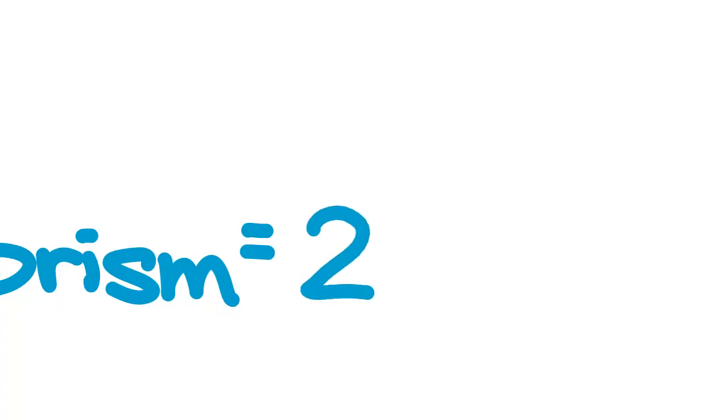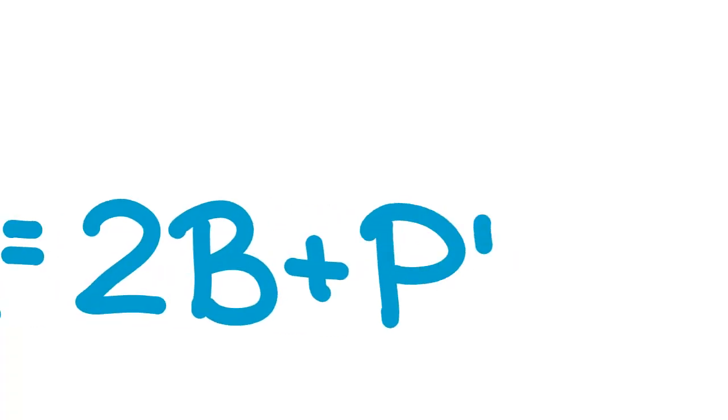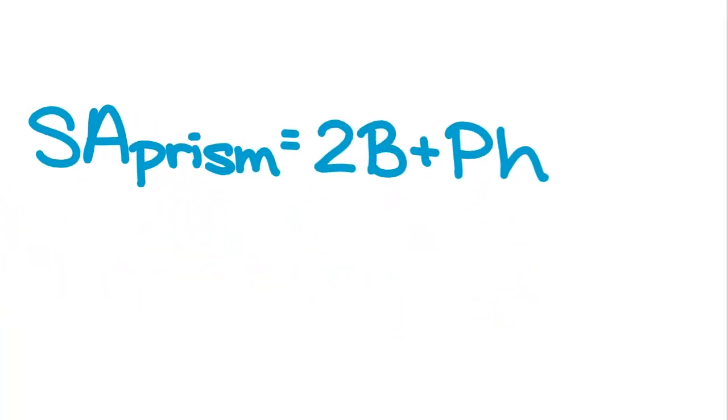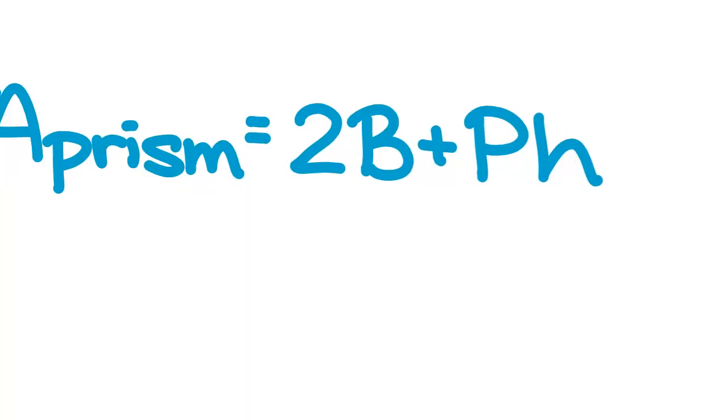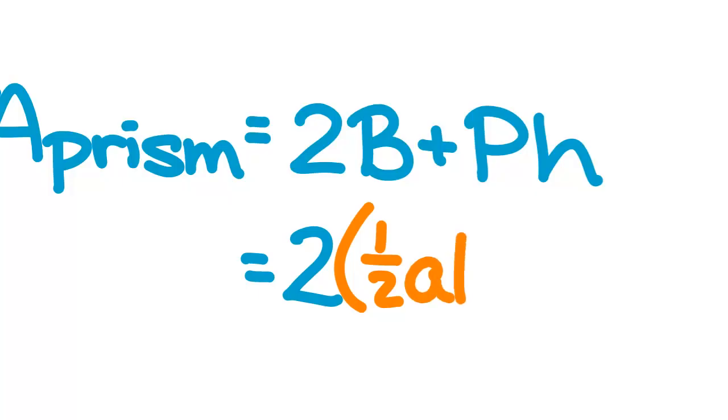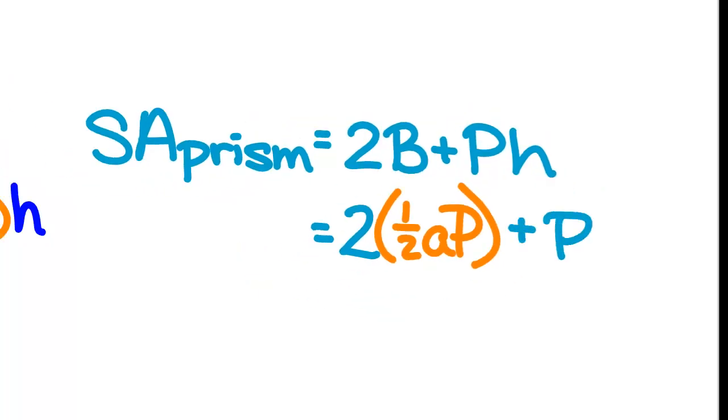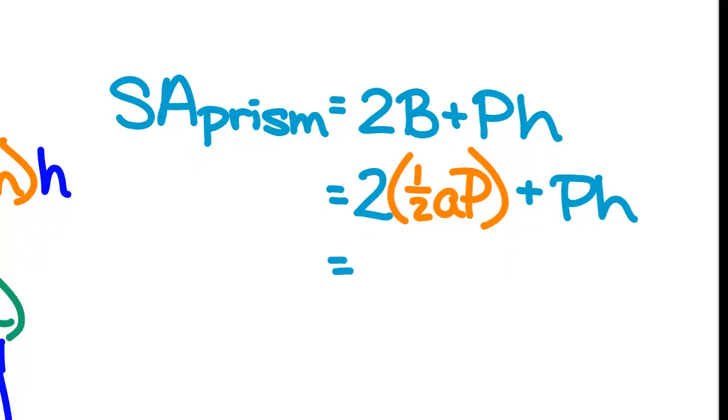Yes. 2 times the area of the base plus the perimeter times the height. All right, so we're going to do 2 times 1/2 AP, because that's how we find the area of the base, plus the perimeter times the height.